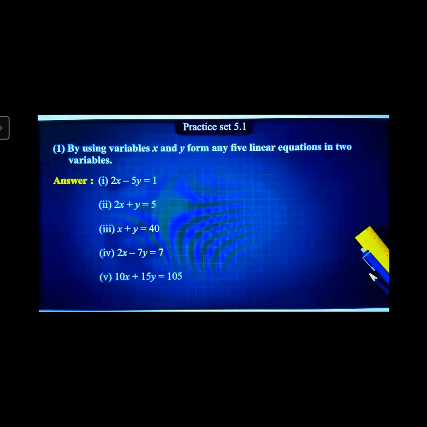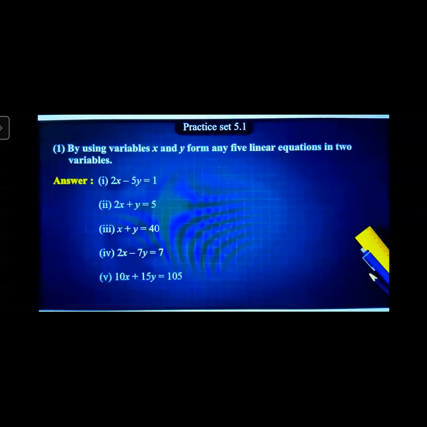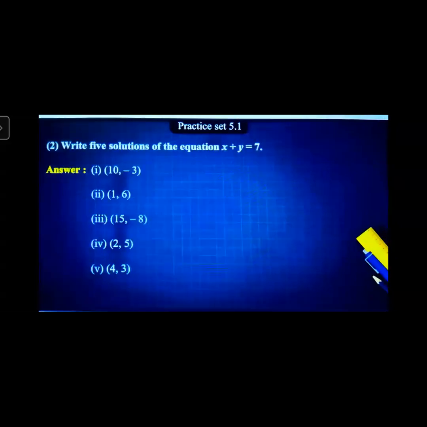So first we can see 2x minus 5y equal to 1. Here, the degree of x and y is 1, and it has two variables. 2x plus y equal to 5. The third one is x plus y equal to 40. 2x minus 7y equal to 7. And x plus 15y is equal to 105. So these are some examples. Okay. Now let's see the next.